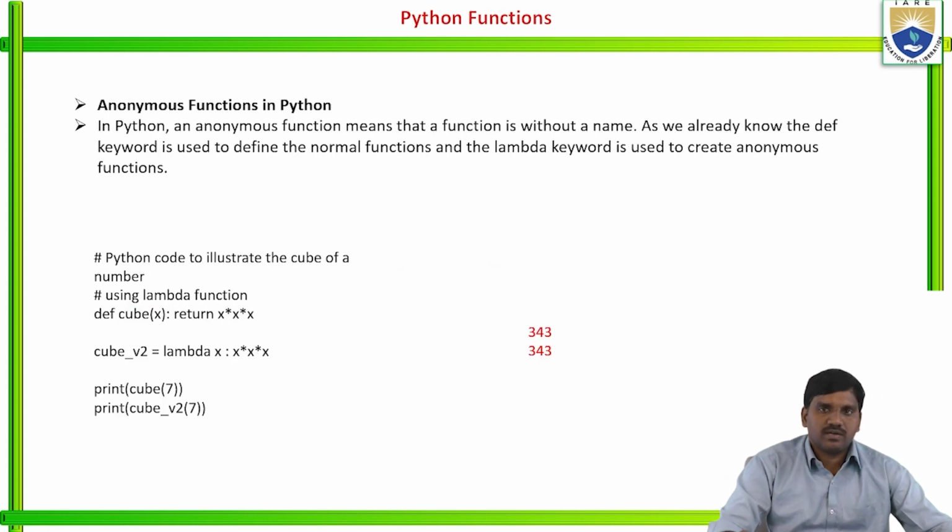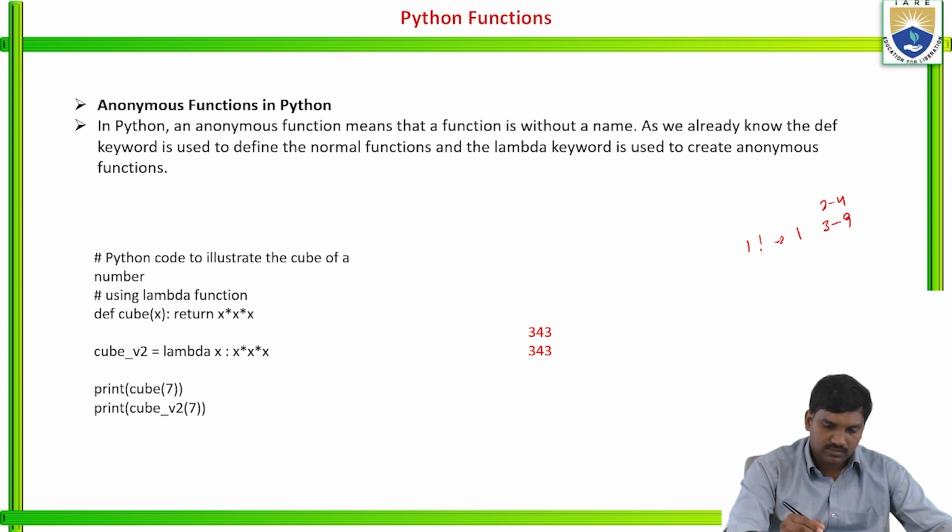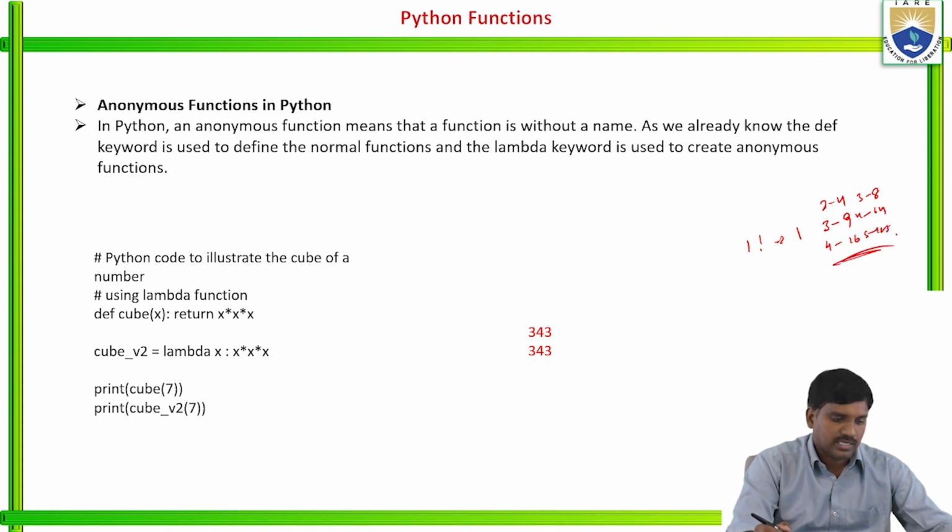Anonymous functions in Python. An anonymous function is nothing but, for example, squares: 1 square is 1, 2 square is 4, 3 square is 9, 4 square is 16; or cubes: 3 cube is 27, 4 cube is 64, 5 cube is 125, like that. In Python, an anonymous function means a function without a name.